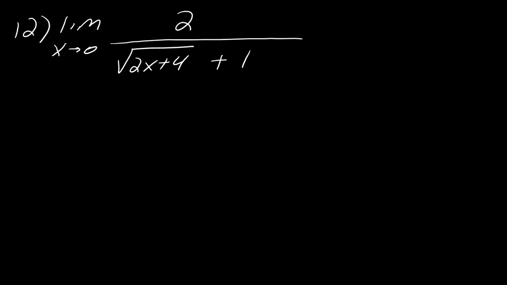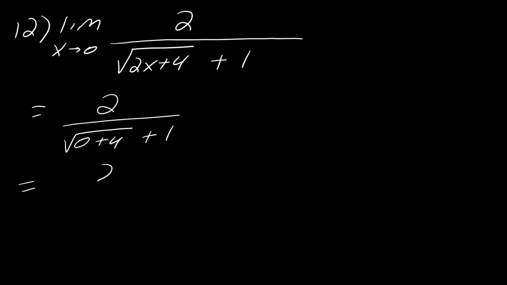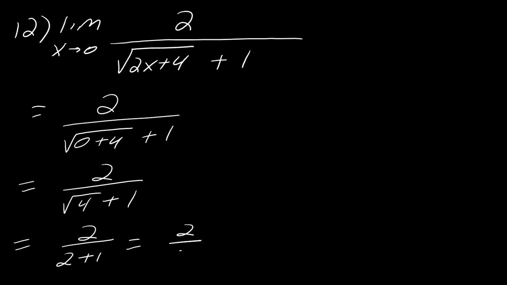Okay, so for number 12 here, I have the limit as x approaches 0 of 2 over the square root of 2x plus 4, plus 1. So I usually like to first just plug in everything and see what I get, and then decide what to do from there. So let's just try plugging this in. This is going to give me 0 plus 4 and then plus 1. So this becomes 2 over the square root of 4 plus 1. So this is just 2 over 2 plus 1. So this is just 2 over 3. And so that's actually it. We don't have to do anything with this.